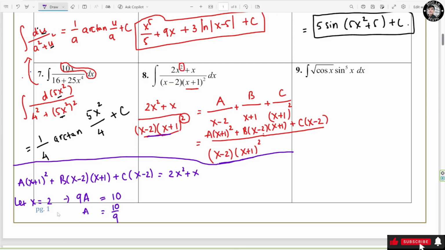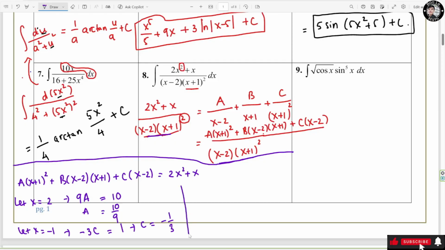Now to solve for C, I'm going to let s equal -1, right? So then this guy and this guy are gone, right? So substitute -1 for s into this expression right here. I have -3C equals 1, right? Then C equals -1 third, right?